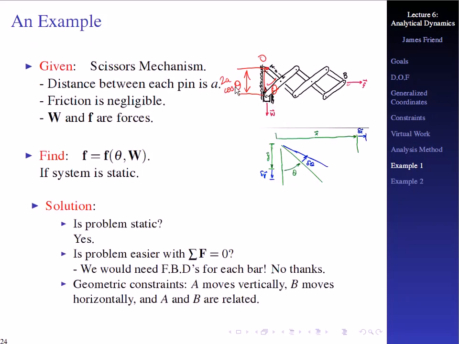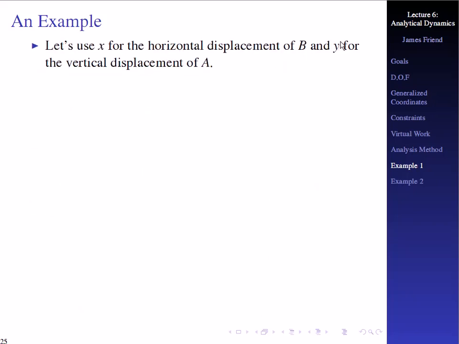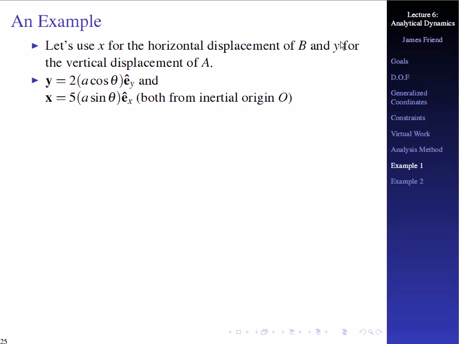And then along the horizontal direction, we'd have a sine theta, a sine theta, a sine theta, a sine theta, a sine theta. So 1, 2, 3, 4, 5: 5a sine theta from O to B. So we said x is the horizontal displacement, so x is equal to 5a sine theta, and y is the vertical displacement, that's 2a cosine theta along the y direction, and then this along the x direction.